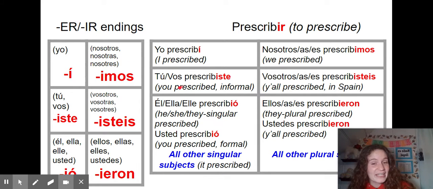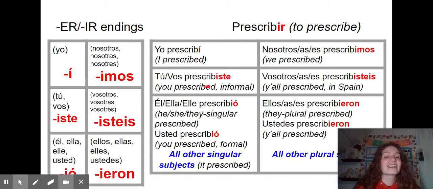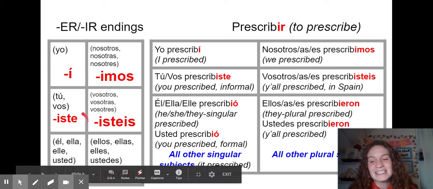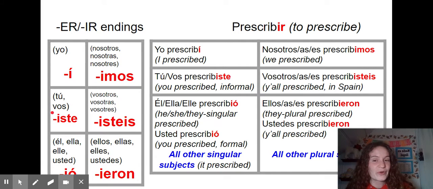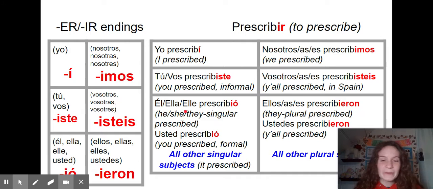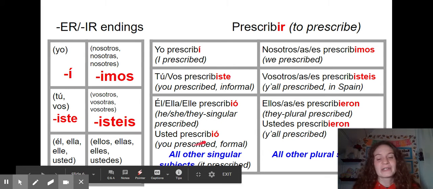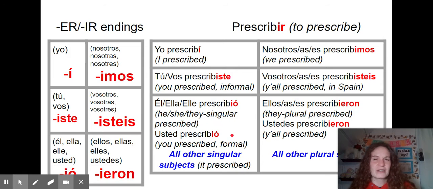You prescribed, if it's informal would be tú or vos as the subject. And the verb would be prescribiste because iste is the ending for tú or vos form in the preterite. If you wanted to say él, ella, elle prescribió, that would mean he prescribed or she prescribed or they prescribed if you're just talking about one person. You could also say usted prescribió, which would mean you prescribed if you're talking to someone in a formal register.